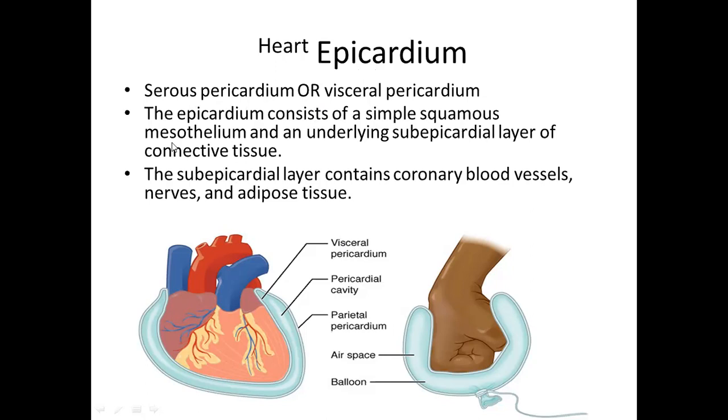If we look at the components of this layer, just to discuss them quickly, it again consists of simple squamous epithelial cells, which will be labeled as mesothelium here, and towards the heart, below the simple squamous mesothelial cells, there will be a small amount of connective tissue, which will be labeled as the subepicardial layer of connective tissue. And actually, this subepicardial layer contains all the blood vessels, nerves, and surrounding adipose tissue which is adjacent to the heart.